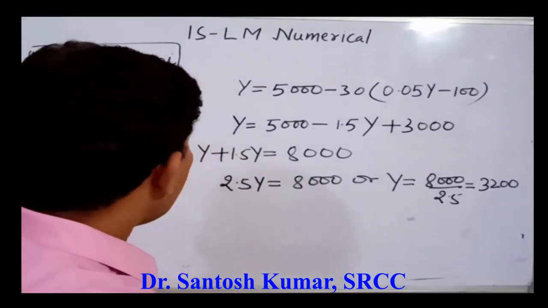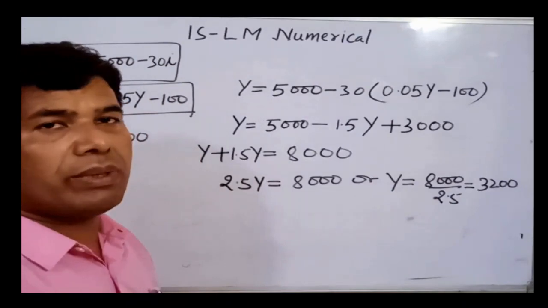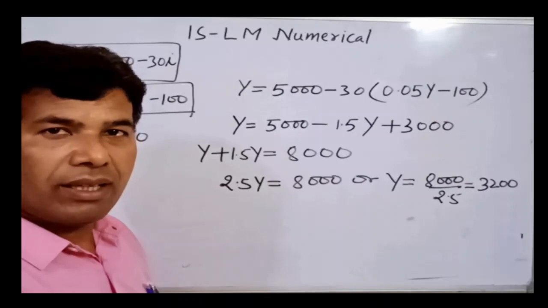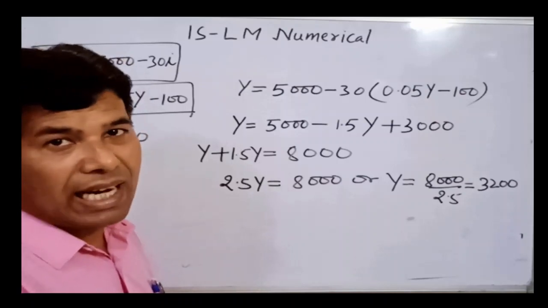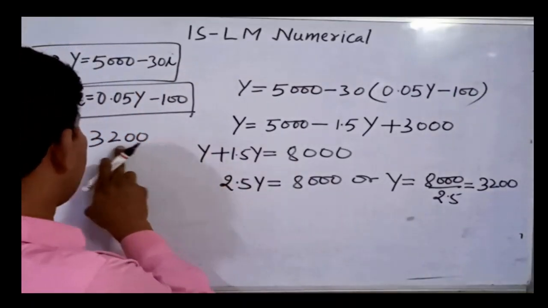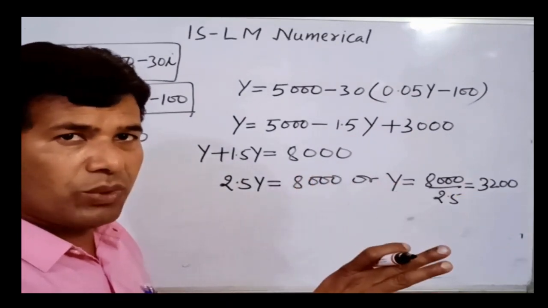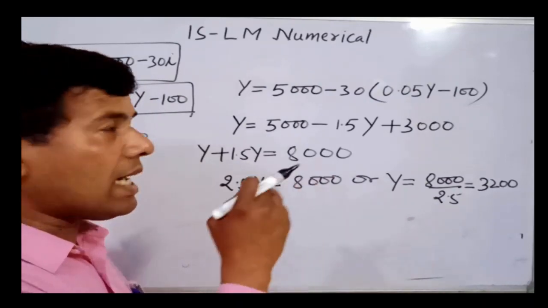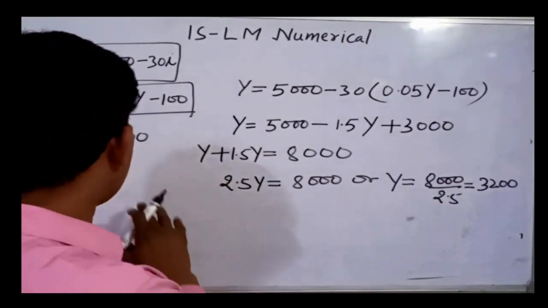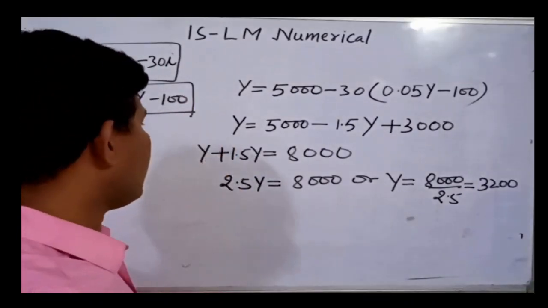So we are able to find the value of equilibrium income, 3,200, right? Now, once we have the value of equilibrium income, we can substitute it in the LM equation to find the relevant interest rate at which the money market is in equilibrium and also the goods market is in equilibrium, because this equilibrium income stands for goods market equilibrium. This income corresponds to the condition of goods market equilibrium, because we are deriving the equilibrium level of income assuming the goods market is in equilibrium, right? So we substitute the value of equilibrium income into the LM equation.